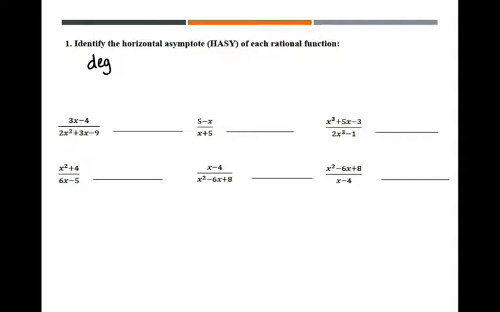So if the degree of the numerator is greater than the degree of the denominator, your horizontal asymptote actually will not exist. So this one does not have a horizontal asymptote, or HA. Instead, it has a slant asymptote, which you'll see in one of the graphing examples.